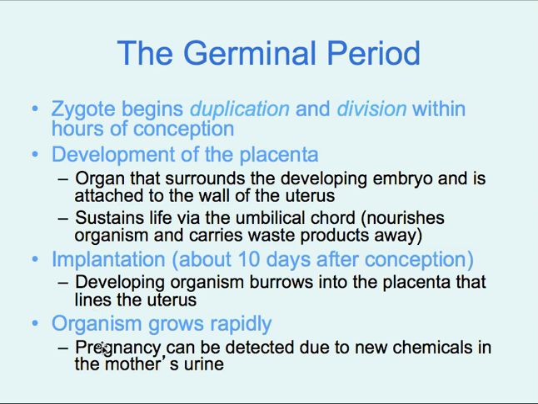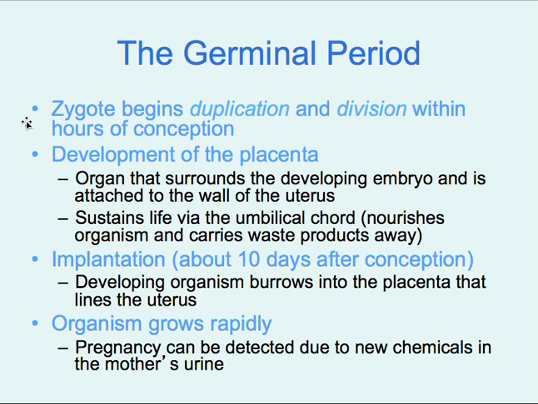So as I said, the germinal period begins when the zygote begins duplicating and dividing within hours of conception. You get the development of the placenta during this time period. This is going to be the organ that surrounds the developing embryo and is attached to the wall of the uterus. It sustains life via the umbilical cord, which nourishes the organism and carries away waste products. Then you get implantation. About 10 days after conception, the developing organism burrows itself into the placenta that lines the uterus. The organism develops rapidly.